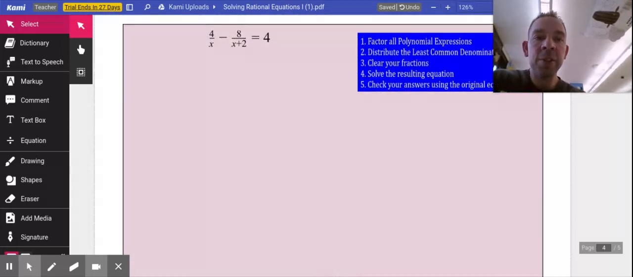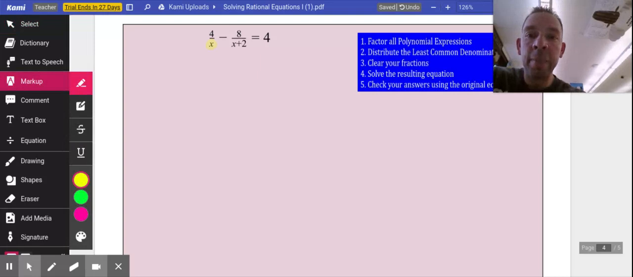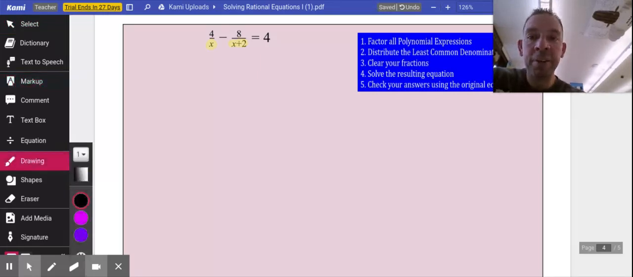Okay, so this one's a little more challenging because we've got a monomial and a binomial. Now, you do want to check to see if anything's factorable, but I don't think anything can be factored, so we'll cross that off the list again. So what is our LCD? Okay, our LCD is going to be the product of x and x plus 2.